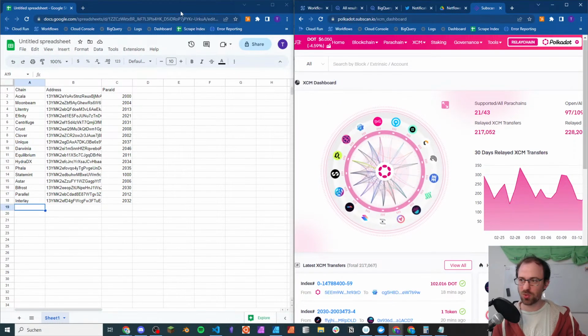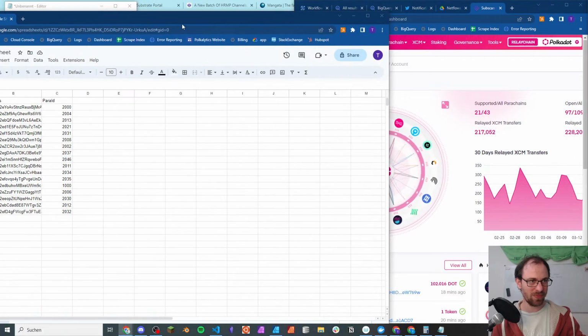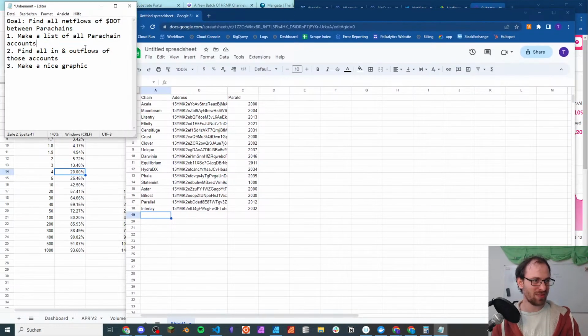Okay, so we have completed the first step here: make a list of all parachain accounts. And now we're going to look at all the inflows and outflows.